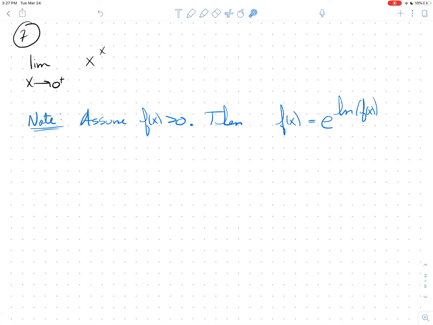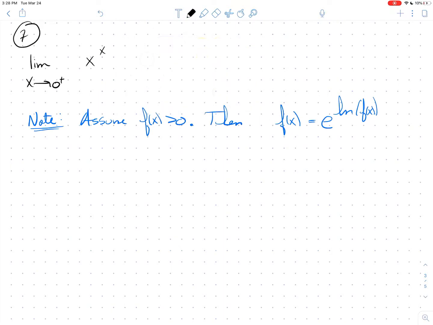And so here's the deal. Whatever f of x does, it's the same as e to the natural log of f of x. So if you know what ln of f of x does, then f of x is just e to the ln of f of x. So let's see this via example.